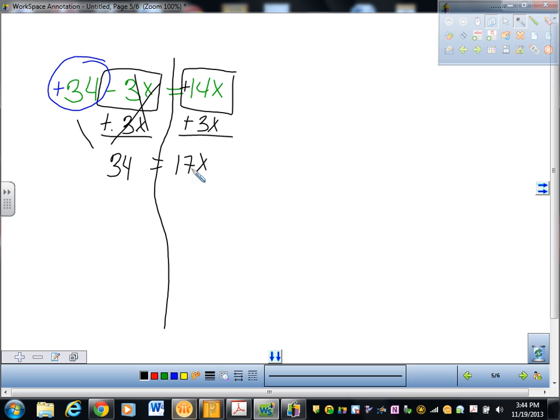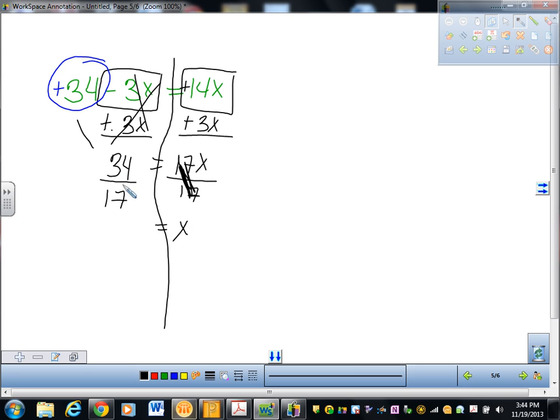Now I've got 17 here. Well, it's connected to the x still by multiplication, and the only way to undo multiplication is to divide. So I'm going to divide to get rid of that. And what I do to one side, I do to the other side. So this cancels out, and I'm left with x on that side.